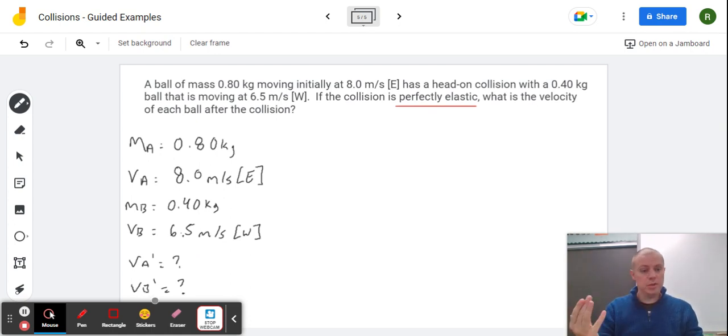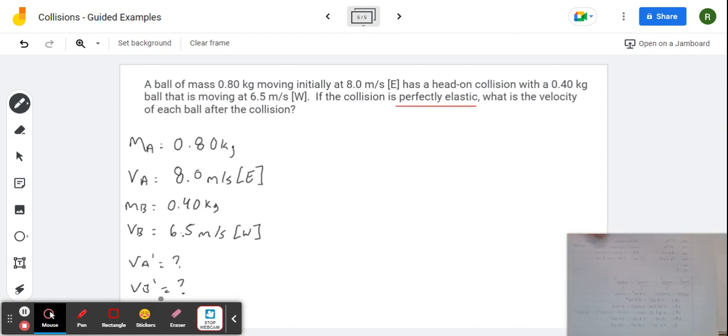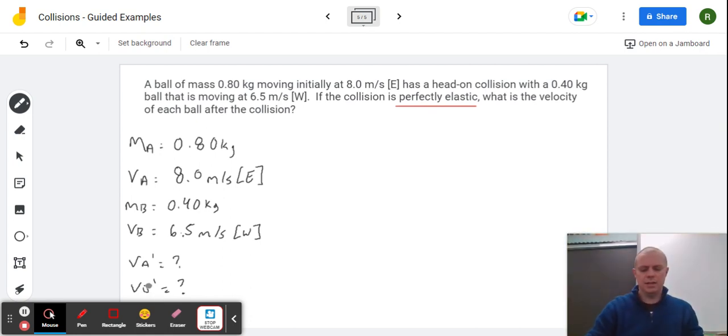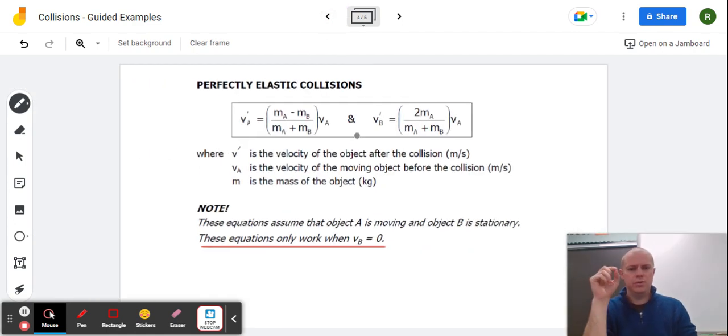Now, traditionally, what we've been doing is going through and using systems of equations to solve this. And you can do that, but the math gets kind of messy and involved, and it takes a lot of time. So what I would like to do is use these equations because they're much easier to deal with, much easier to use, and you get the answer much quicker.